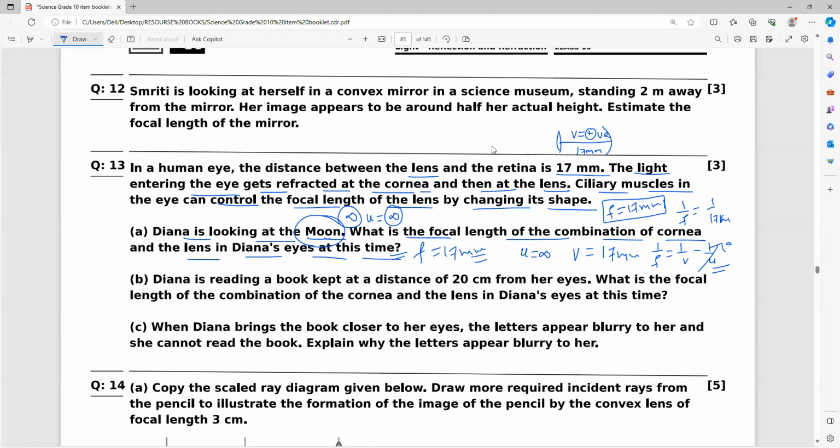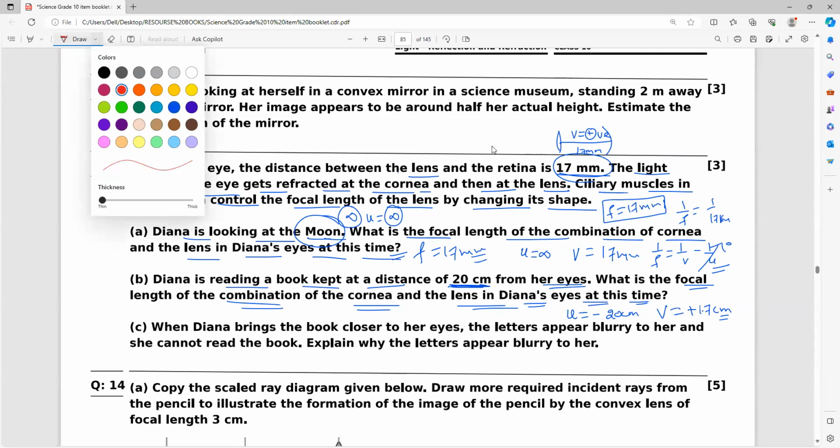Next. Diana is reading a book kept at a distance of 20 centimeter from her eyes. What is the focal length of the combination of the cornea and the lens in Diana's eye at this time? So what is happening now? Object distance is equal to minus 20 centimeter and image distance is plus 17 mm. 17 mm means how much? 1.7 centimeter. Is it right or wrong?